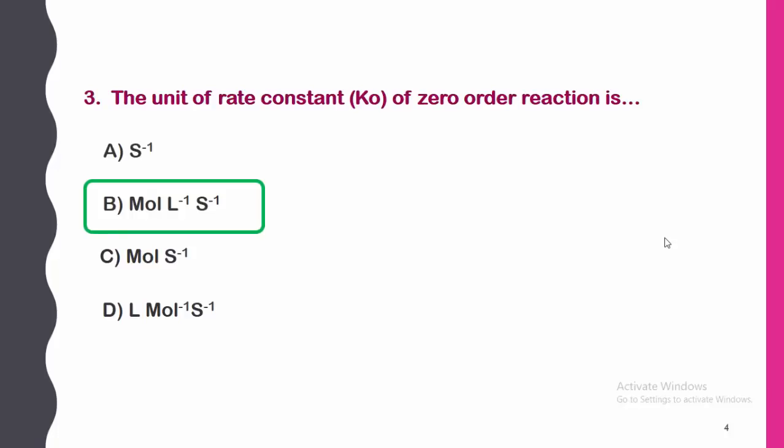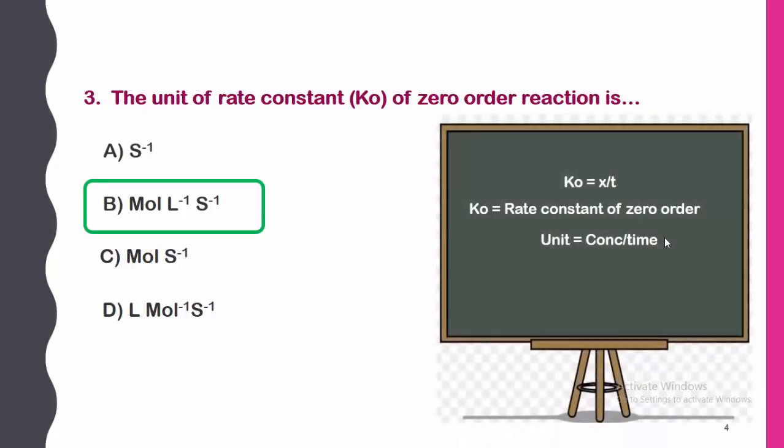So here we can see the zero order reactions are always independent of the reactant concentrations. But we can write the rate constant for a zero order reaction, that is K0 equal to x upon t. What is x? x is the number of moles of products formed at a particular time. Therefore, K0 is equal to x upon t.